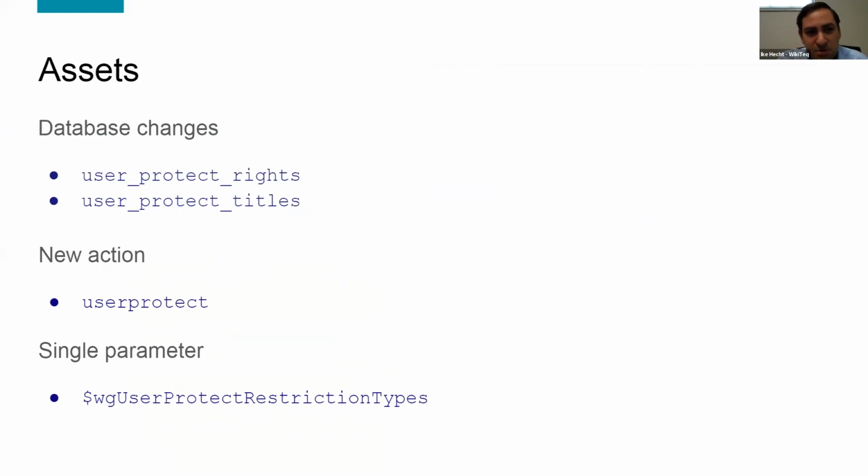As I mentioned, it stores the information in the database, which makes sure it doesn't break caching. It creates two different tables. It's got a new action called UserProtect and a single parameter, which is a global. And I hope that this gets a lot of use. I think it's great if this is what you need for per page protection. This will do pretty much anything you want except for the read action, which maybe one day we'll add in. Thank you.